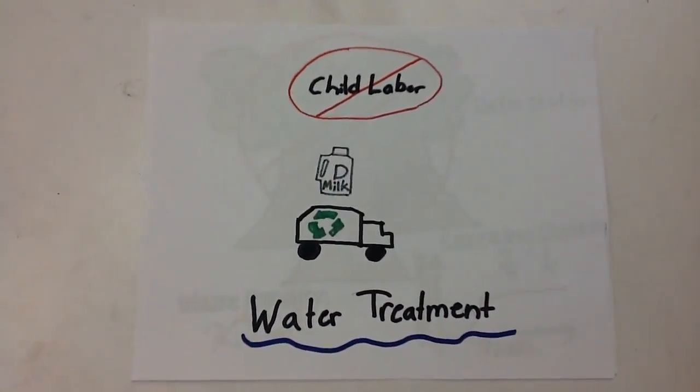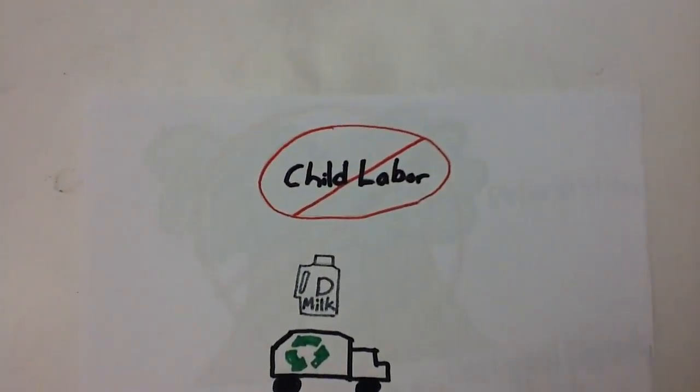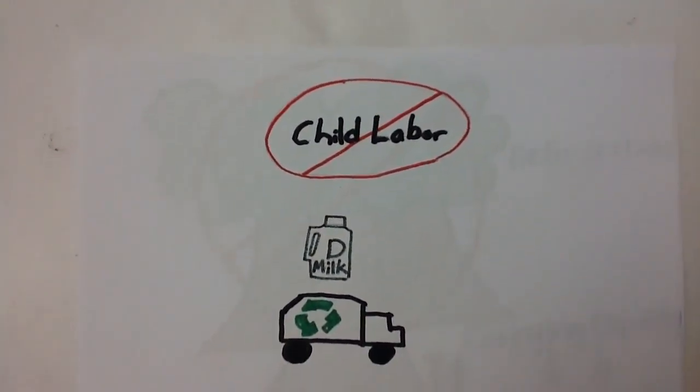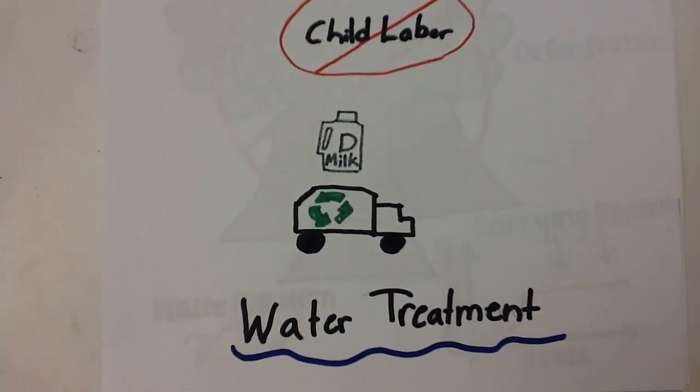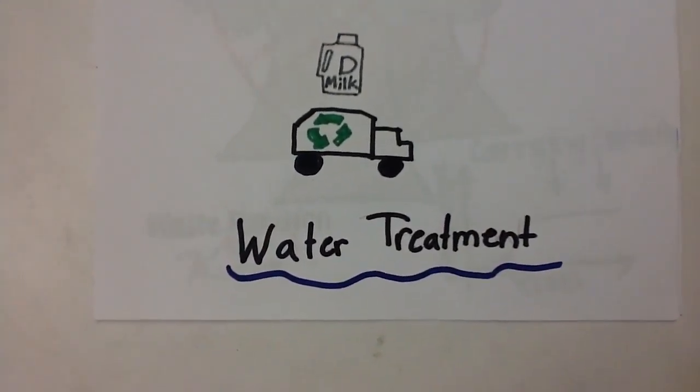Other modernizations that affect our population include the regulation of child labor, fortification of food with vitamins, implementation of sanitary services, and the cleaning of public water.